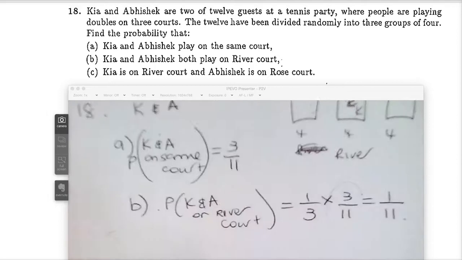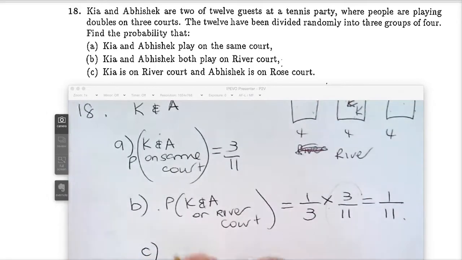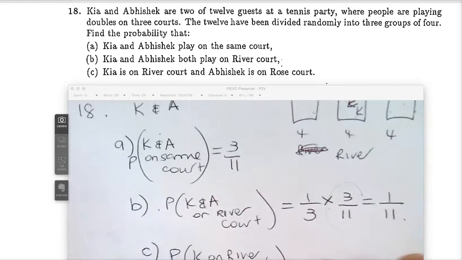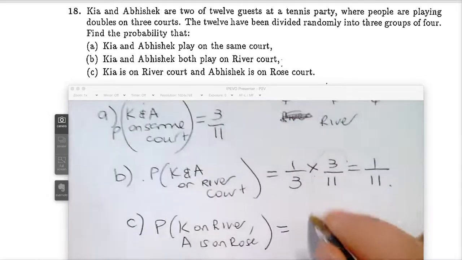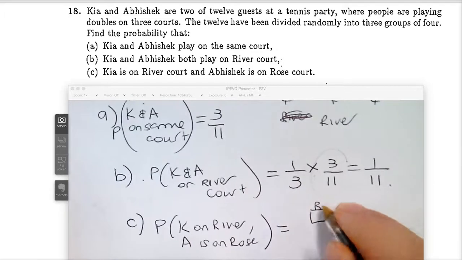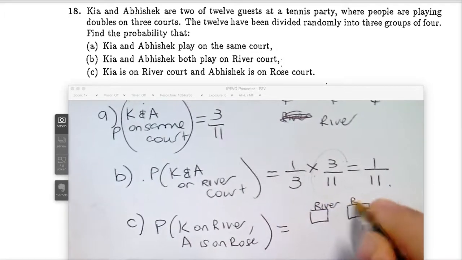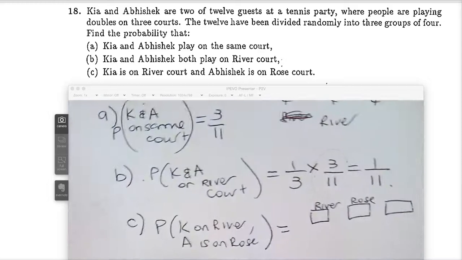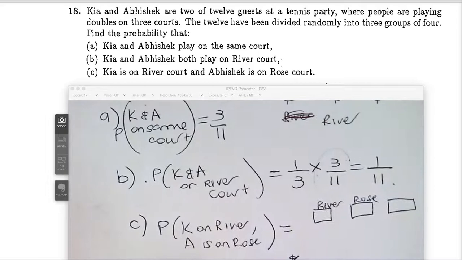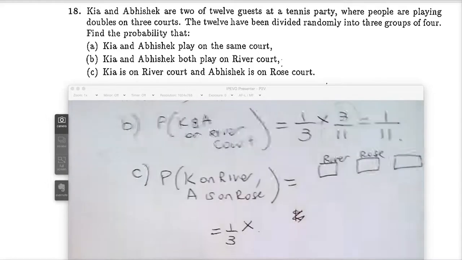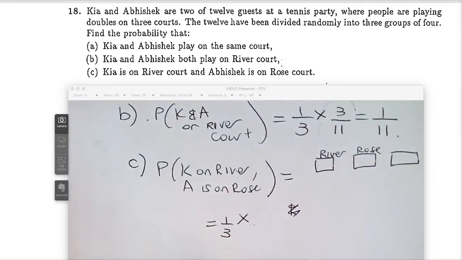Now, C. The probability that K is on River and A is on Rose. All right. So I'll label the courts. River, Rose, doesn't matter where they are. Probability that K is on River. Isn't it 1/3? Will be on River, it's a 1 in 3 chance.